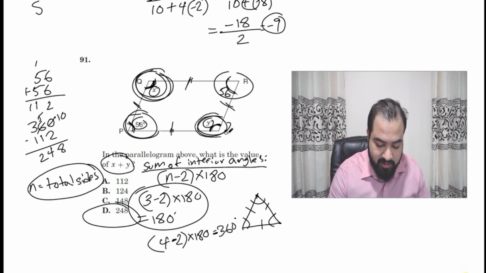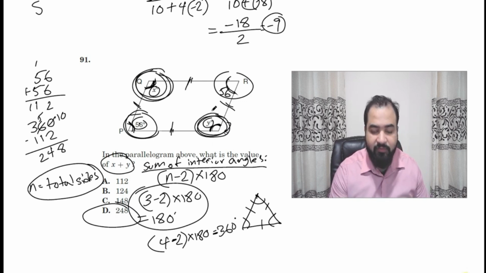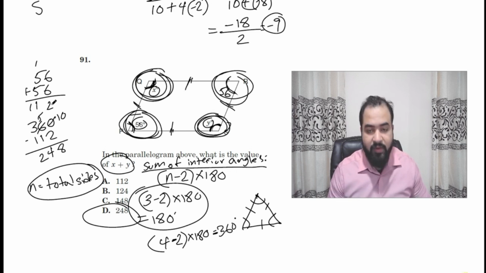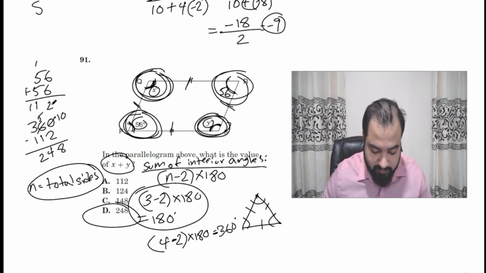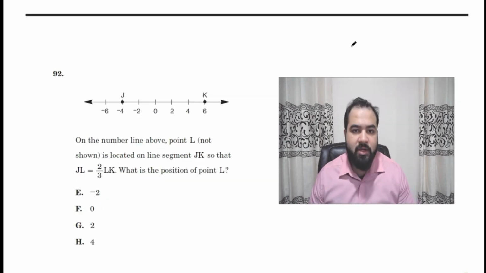We don't have to divide or anything, because they asked what is x plus y. The point is there are four angles. The other two angles add up to 112, and they wanted the sum of the other two angles, which is x and y. So we don't need to find x and y separately. We could just subtract 112 from 360. That gives the answer. So question number 92.